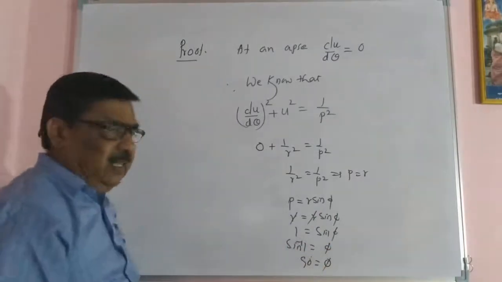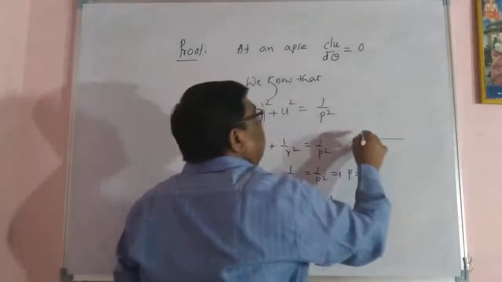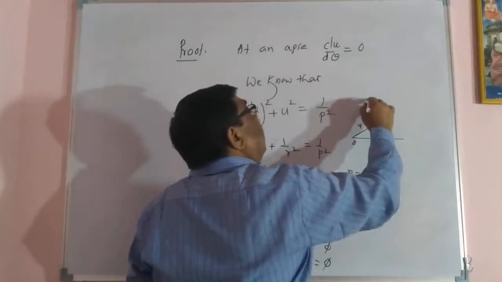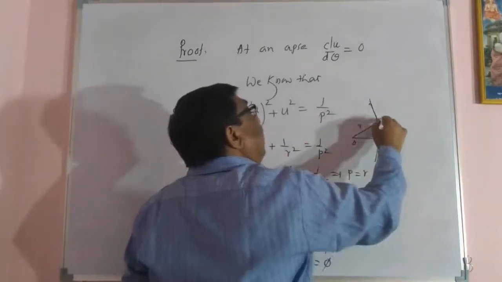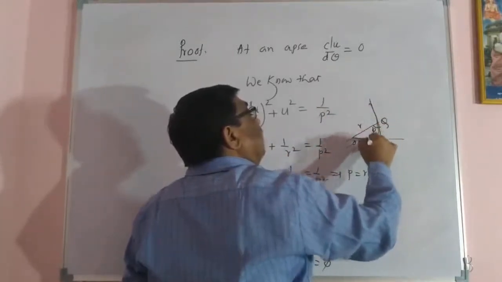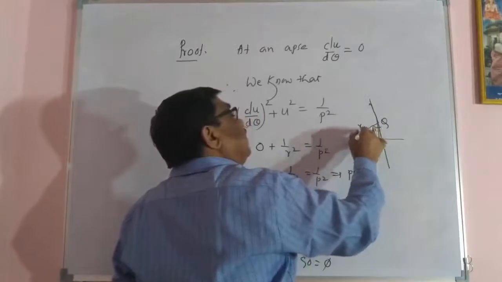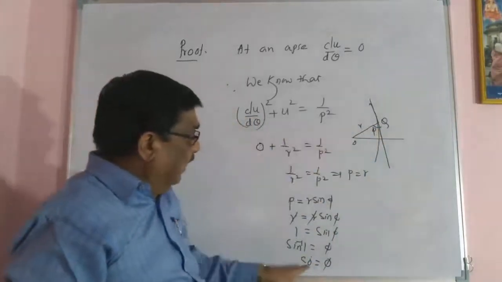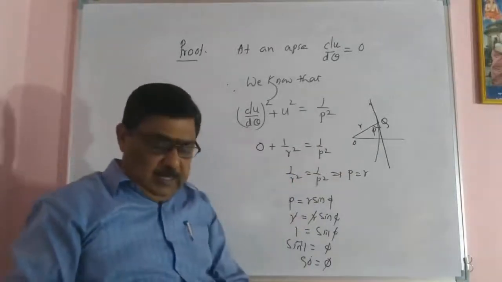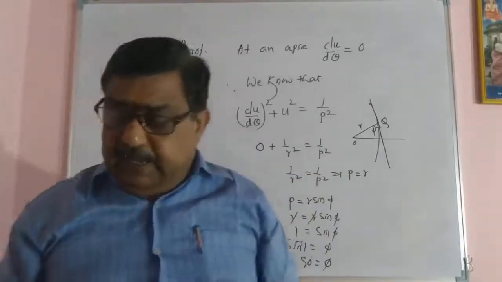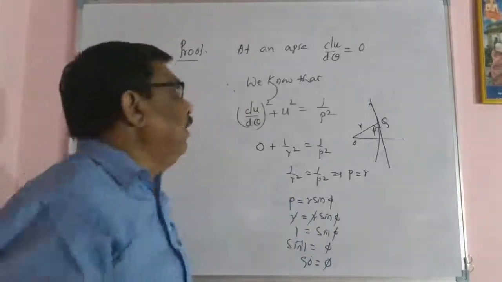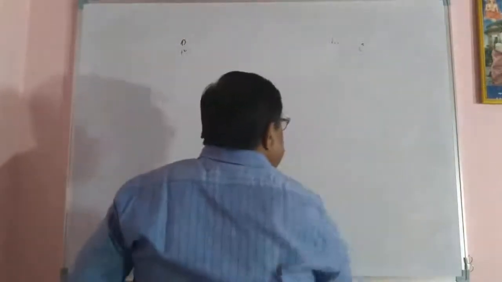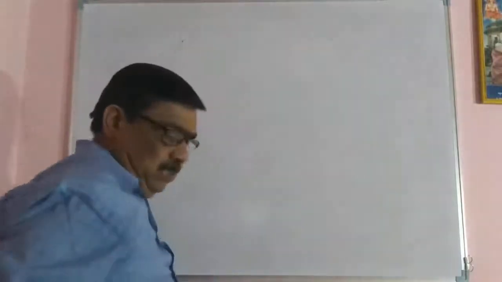And what is actually psi? If you consider O as the center, there is a curve, and this is a radius vector. If I draw a tangent at P, the angle between the radius vector and the tangent is psi, and this angle is 90 degrees. That's the proof. So these are the two important theorems you have to remember. And then we have some points you have to remember. Some notes.